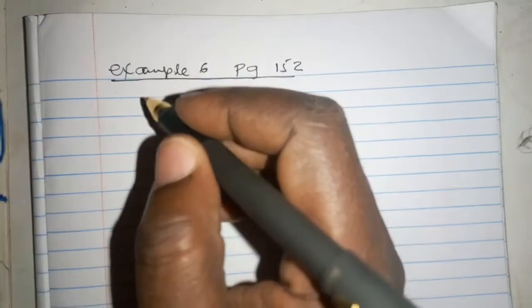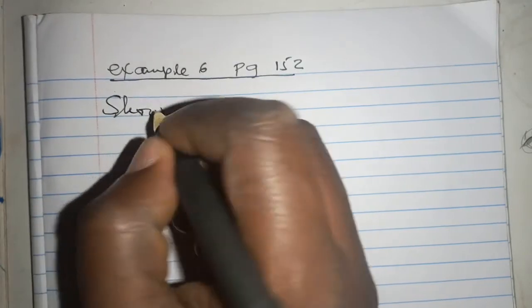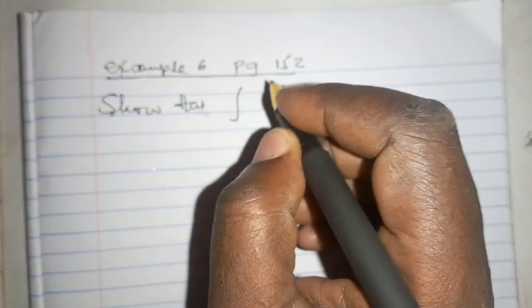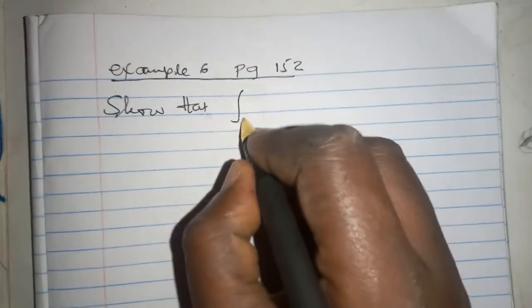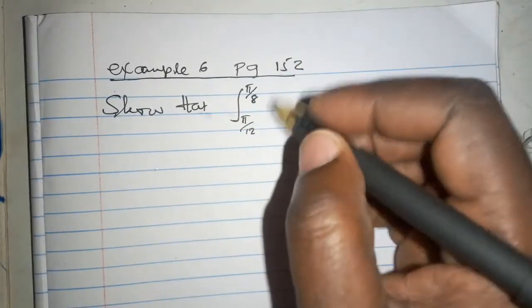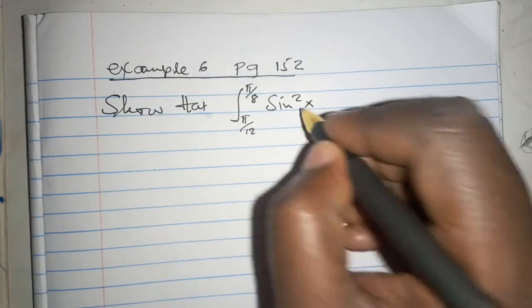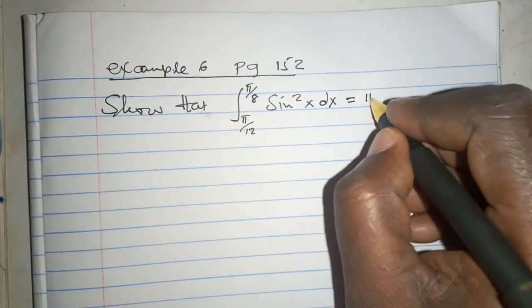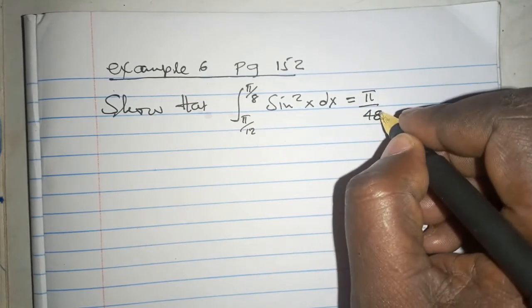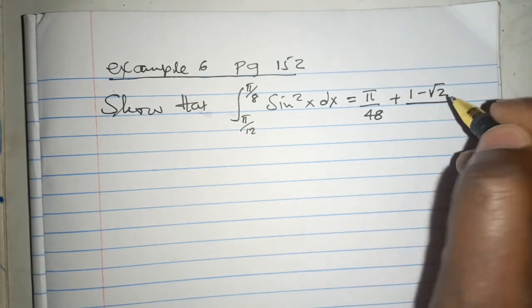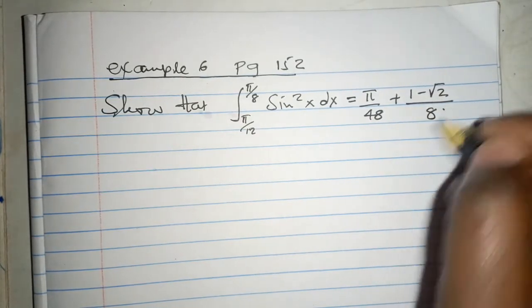In example 6, we're supposed to show that the integral from pi over 12 to pi over 8 of sine squared x with respect to x is given by pi over 48 plus (1 minus root 2) over 8. That's what we are supposed to show.